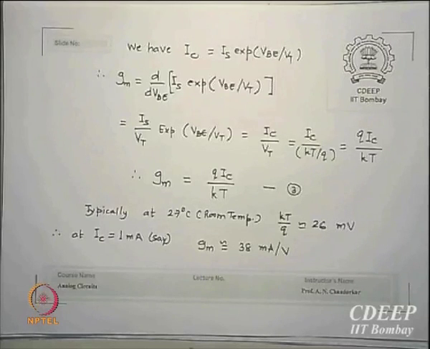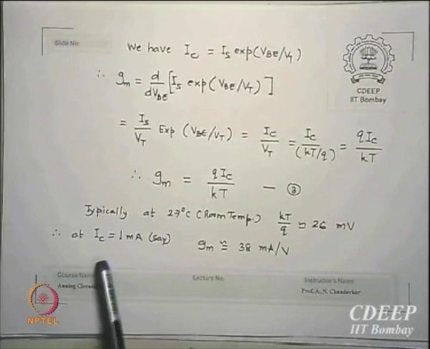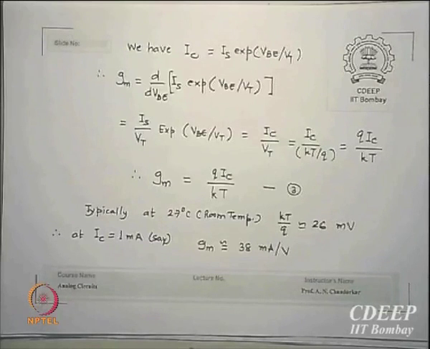Even if you decide to use 25, fine, but use the same number everywhere. KT by Q is 25 millivolt, or do not write 25.8, 26.43, no use. In circuits, these numbers do not matter very much at the end of the day. So, roughly 26 millivolt is what KT by Q you are going to use. Let us say if IC is 1 milliamp, which you are biasing, then the GM is around 38 milliamps per volt. Please remember, GM must not be without units. It should almost always be specified as amps by volts.